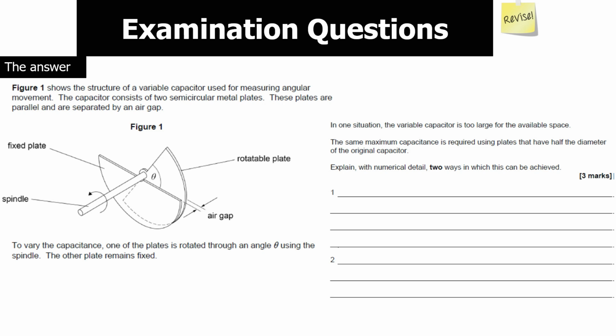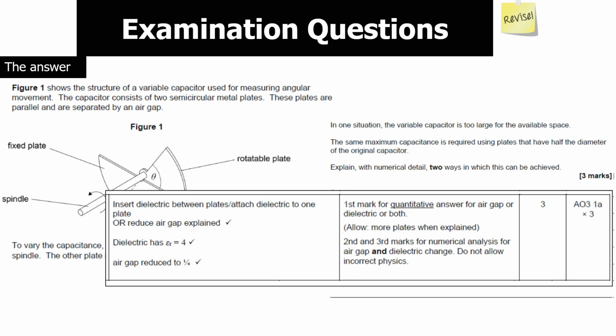So you've got to think how we can have the same maximum capacitance required when using half the diameter of the original capacitor. So you look at your equation for your parallel plate capacitor of C equals A over 4 over epsilon 0 epsilon R d squared. So you can see that you can either insert a dielectric between the plates, and it's important to note that you would increase it by a factor of 4.